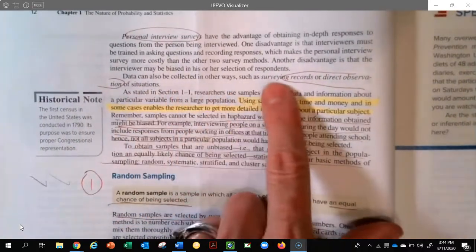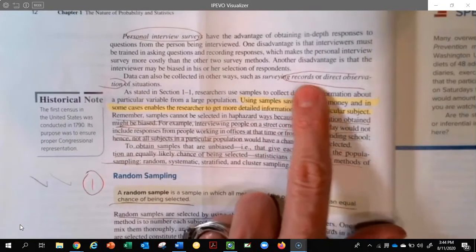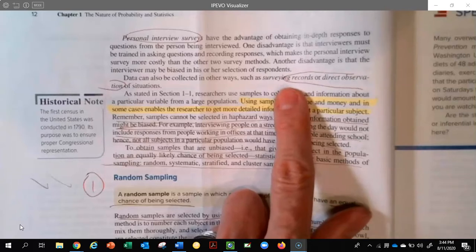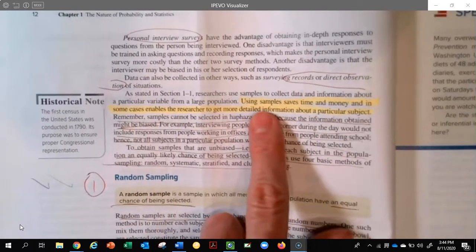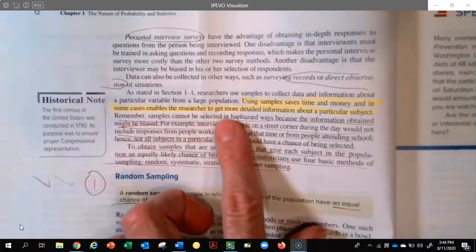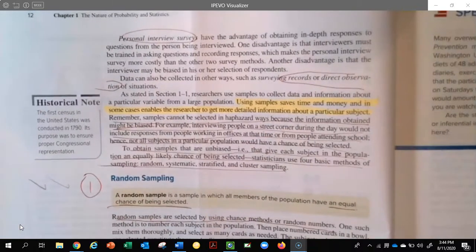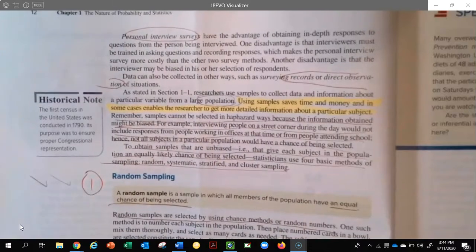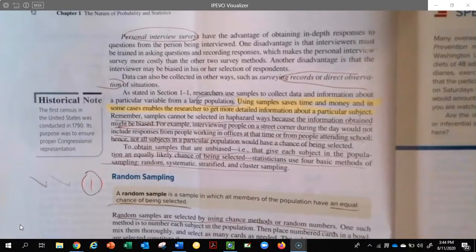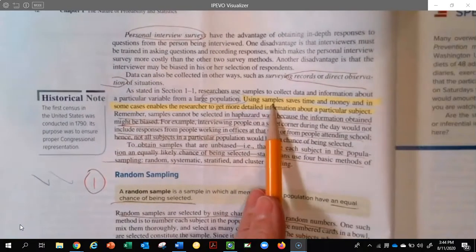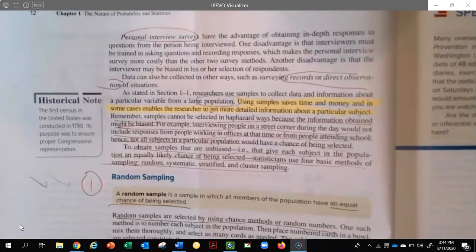Continuing on, data can be collected other ways, like surveying records or direct observation. And that was what I used for my dissertation as I looked at existing records for my data. I put this one in yellow, that using samples saves time and money in some cases, and in some cases enables the researcher to get more detailed information about a particular subject. The population is very likely not going to be something you can talk to every single participant, every single person, object, whatever it might be, observation. So we use samples. So starting to get your mind wrapped around that, even with the title of this section.